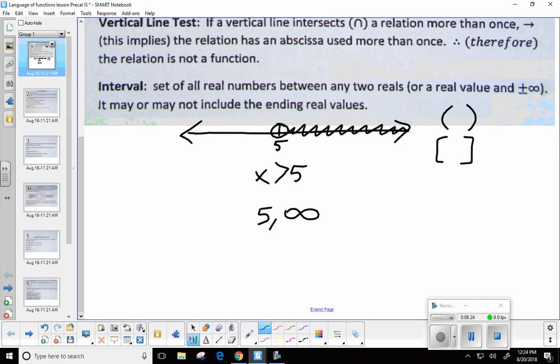So what did we say, was the 5 included or no? It is not, so I'm going to go ahead and put a parentheses. Do we ever include infinity? We do not, because infinity doesn't represent a specific number. It's an idea. Okay. Do I need to give you a couple more of those, or do you guys remember that? Does anybody want a few others? No? Okay. Well, good. That's what we're going to be using in here.